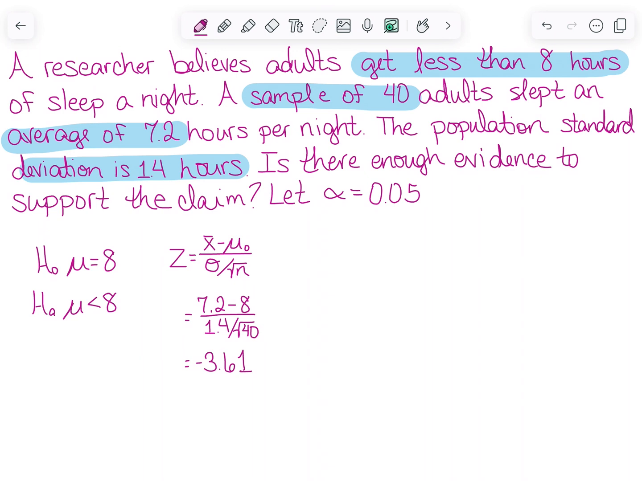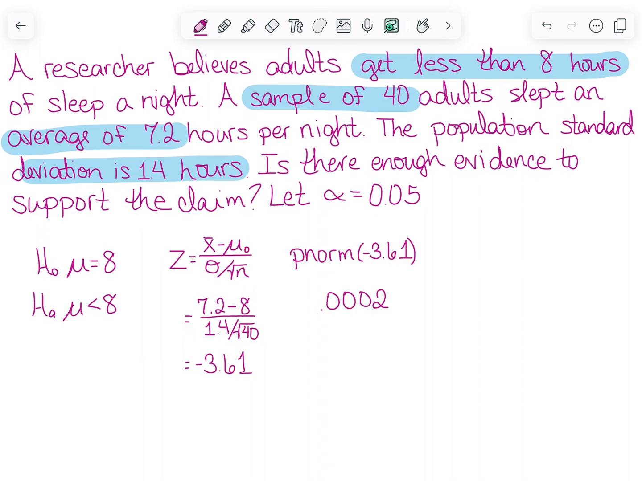Next, I need to compute my p-value. In this case, this is a less than test since my alternative is less than. That means I'm going to use the pnorm command. So in R, we will have pnorm of negative 3.61, which gives us the value approximately 0.0002.